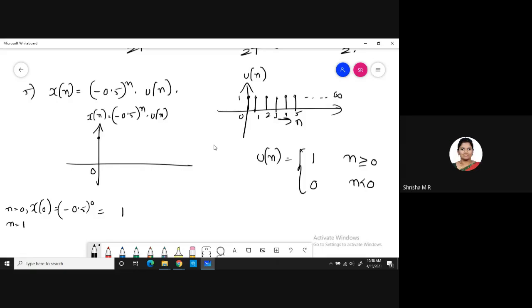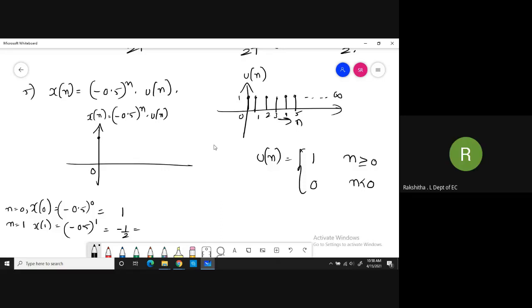At n equal to 1, x of 1 would be (minus 0.5) to the power of 1. What is this? Minus half, right? Minus 0.5. How do you get 1? My first one is minus 1, ma'am. Minus 0.5 to the power of 0 is 1, right? How minus 1? Ma'am, in the calculator it's showing minus 1 only, ma'am.